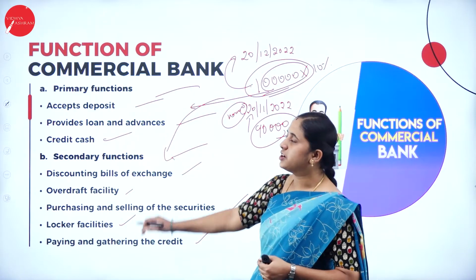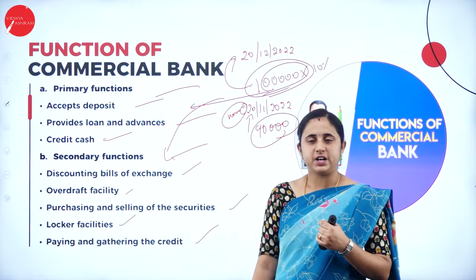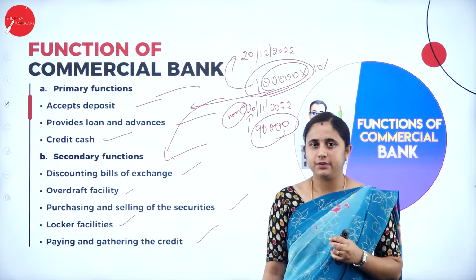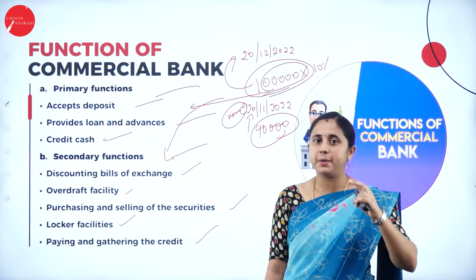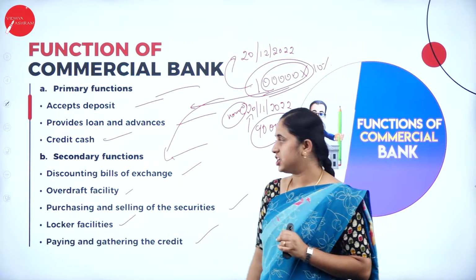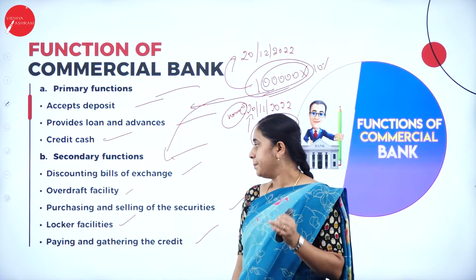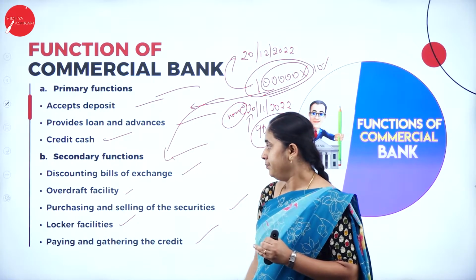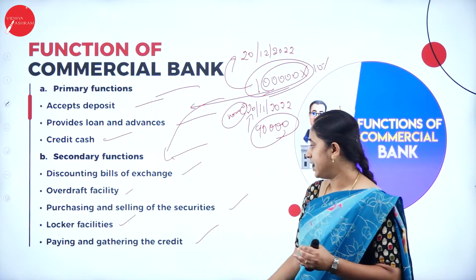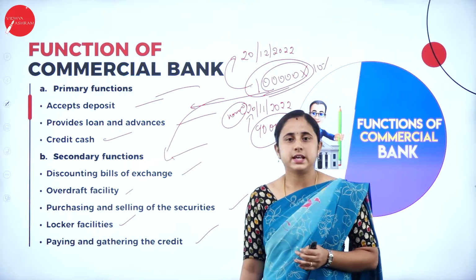So these all are the functions of a commercial bank. Functions of commercial banks are mainly classified into two types, primary and secondary functions. Accepting deposits, lending money, and credit cash are the primary functions. Then bill of exchange, overdraft facility, purchasing and selling of securities, locker facility, and paying and gathering of credits all come under the secondary functions.